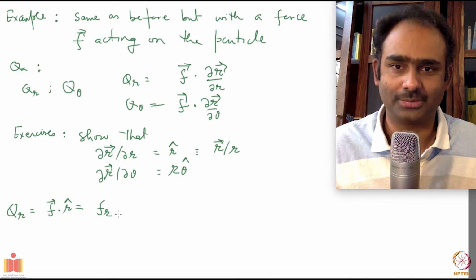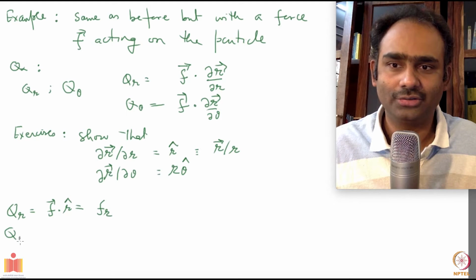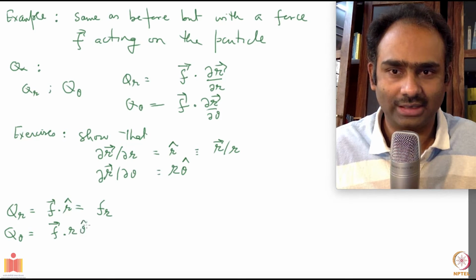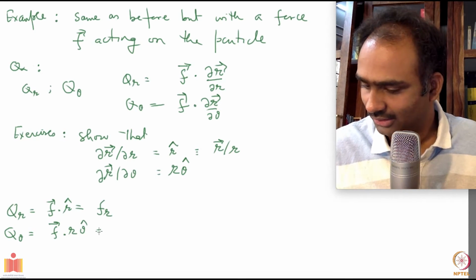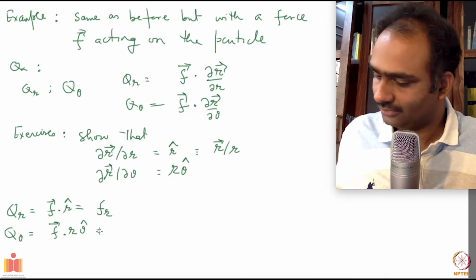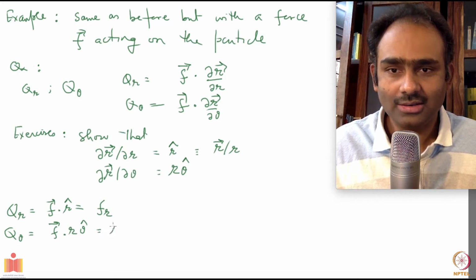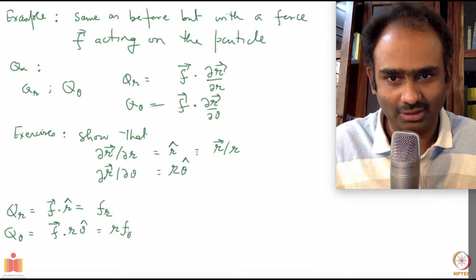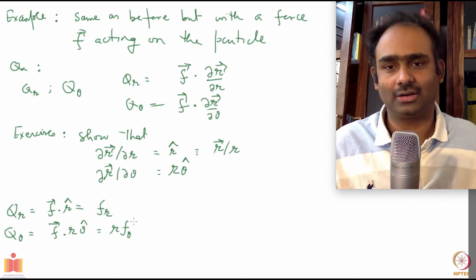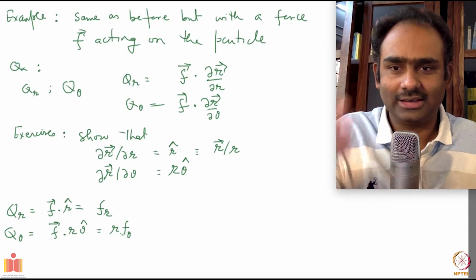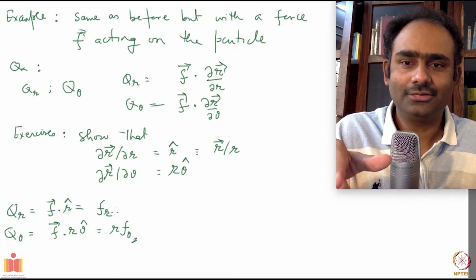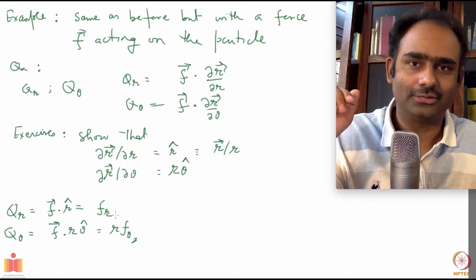So I put a subscript R, and your Q of theta will be F dot R theta hat, which is R times F of theta. So I'm taking the component of the force along the tangential direction and I call it F theta. As you can see, this is nothing but the torque, and this is the radial component of the force.